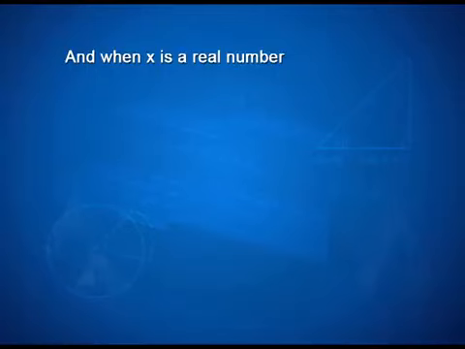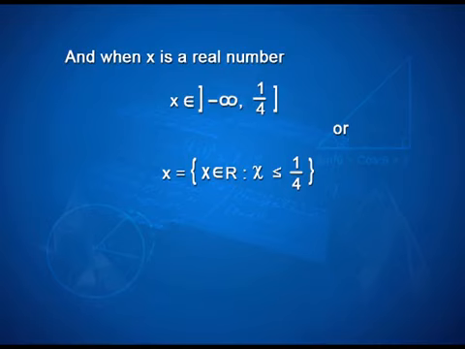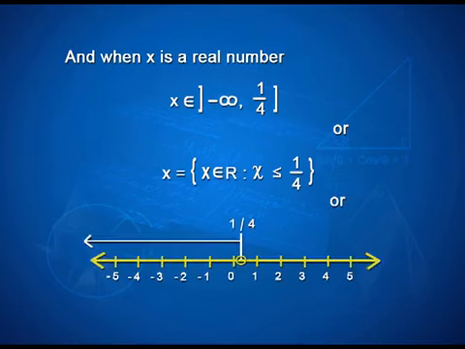If x has to be expressed in terms of intervals, it will be written as minus infinity to 1 by 4, open bracket at minus infinity and close bracket at 1 by 4. In the set form, the same solution will be expressed as x belonging to R such that x is less than or equal to 1 by 4, and on the number line it will start from 1 by 4 with a colored circle at 1 by 4, because the inequality was not a strict inequality, it was less than or equal to.